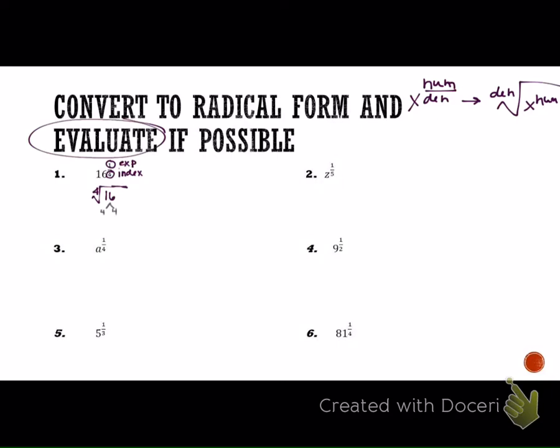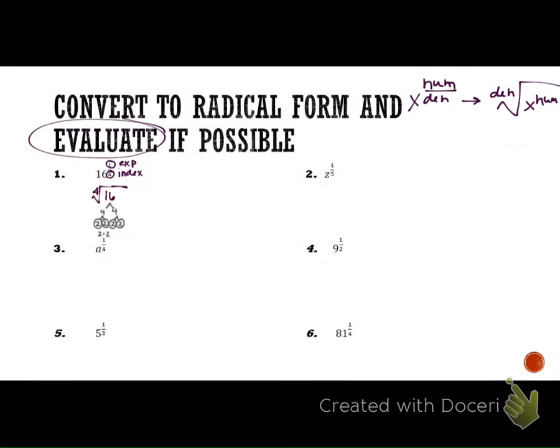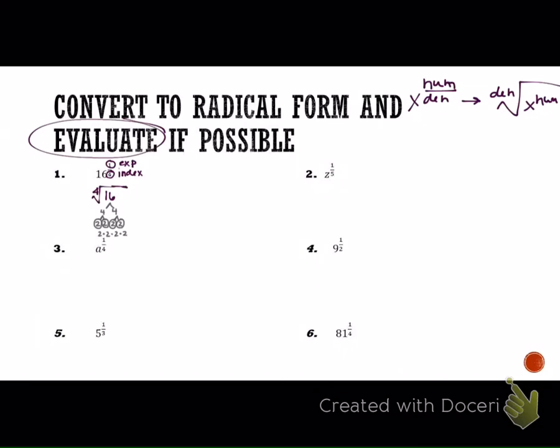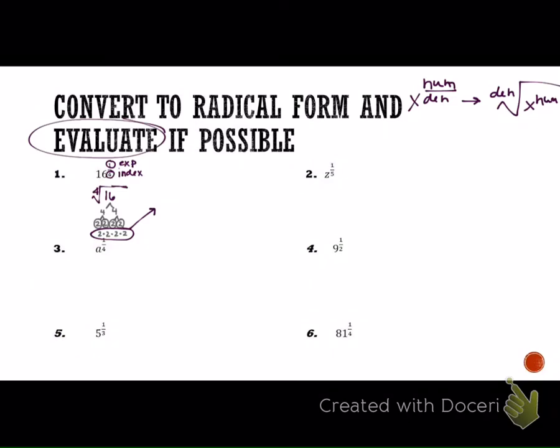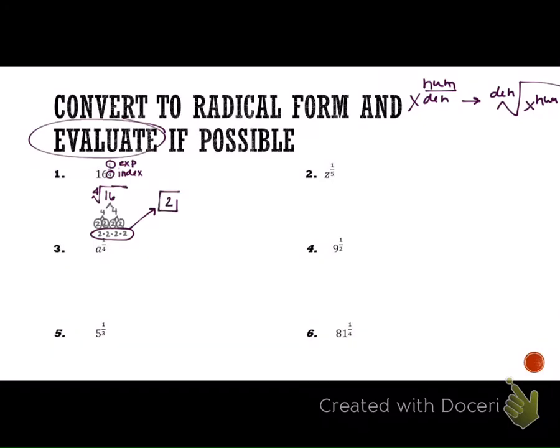4 times 4 is 2 times 2 is? No 4. So I list out my 2 times 2 times 2 times 2. I'm looking for groups of? 4. Do I have anything left over under a radical? It's a perfect 4th. And what is the perfect 4th of that? 16. 4th root of 16 is 2. You take 1 out of the circle.